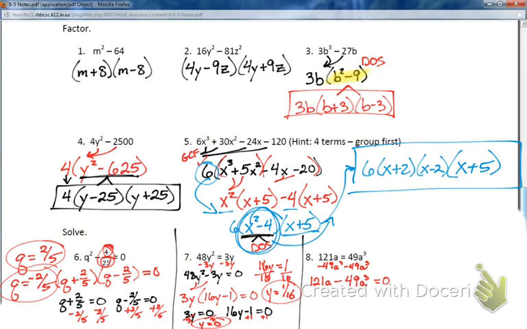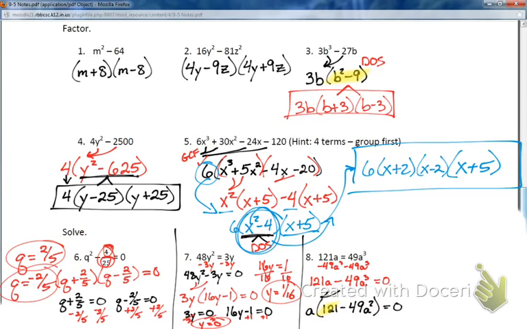Going to start out the same way here, taking out the GCF. 121 and 49, I don't feel like there's anything in common there, but they both do have an a, so I'm going to take an a away from both of them, leaving me with 121 minus 49a squared. And in this case, that is a difference of squares.